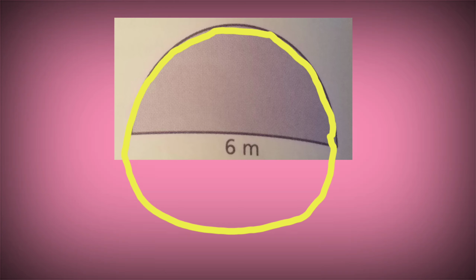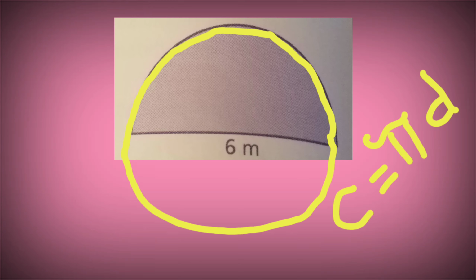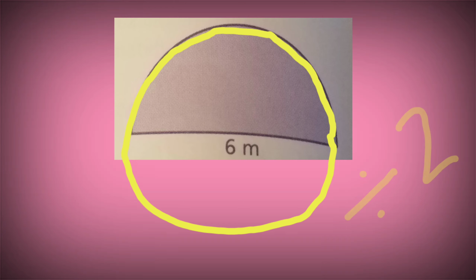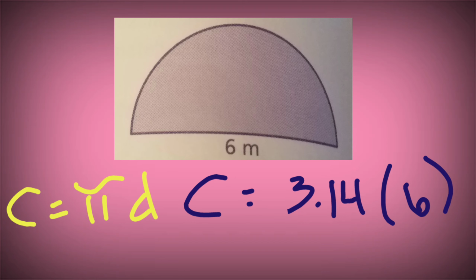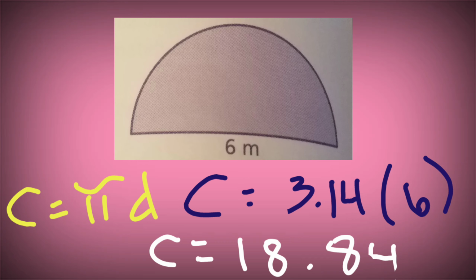If we think of this half circle as a whole circle, we can use the formulas we already know, like the circumference formula, to figure out the distance around the entire circle. Then, if we cut it in half, we would know what our missing curved edge is. So let's go ahead and do that. We'll use our circumference formula, and we can change out pi for 3.14, and we know the diameter of this circle is 6 meters. If you multiply 3.14 times 6, you get 18.84.